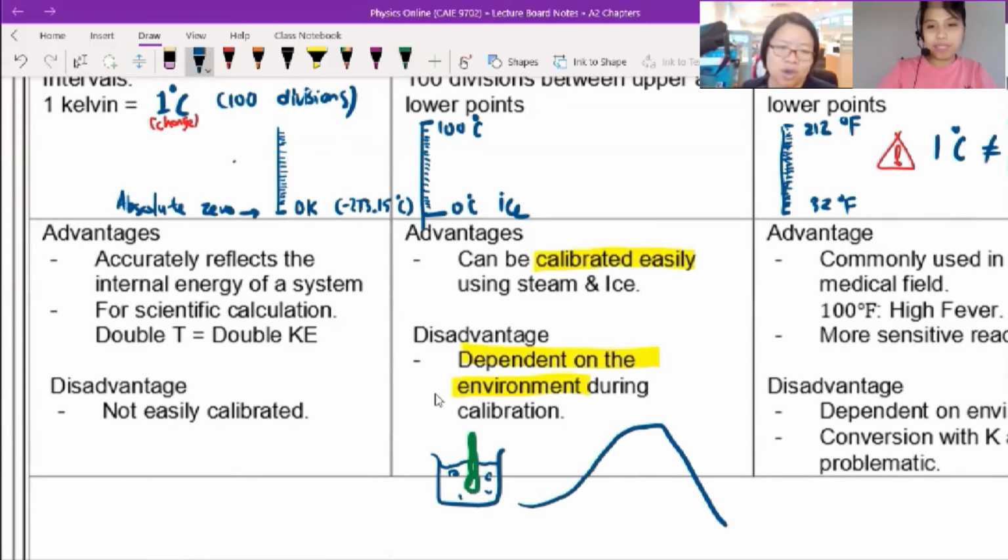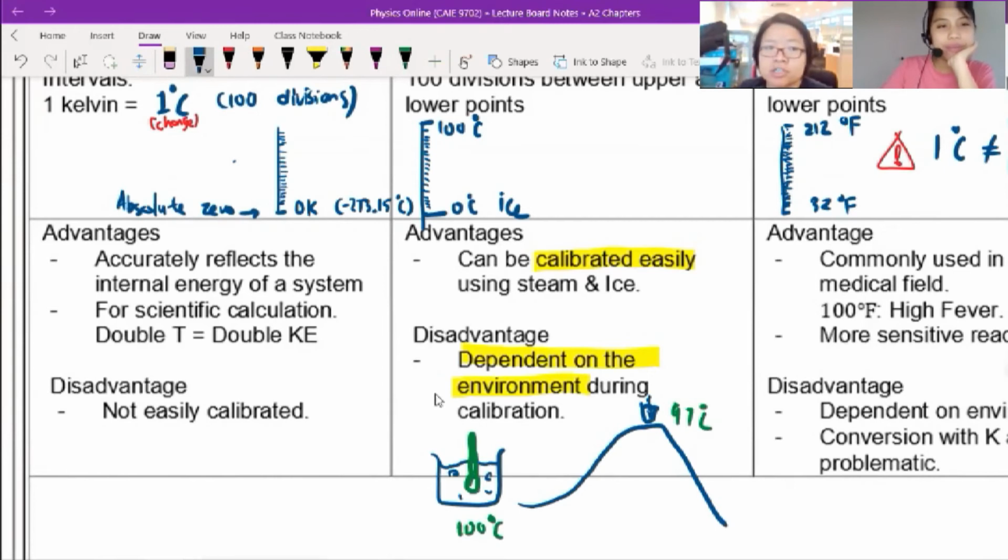Of course, if you have a pressure gauge, you can measure the pressure and pump air and stuff like that lah. But if you have no way to adjust the pressure, then it's hard for you to calibrate if your environment is not close to 1 atmospheric pressure. Okay, so that is the disadvantage.